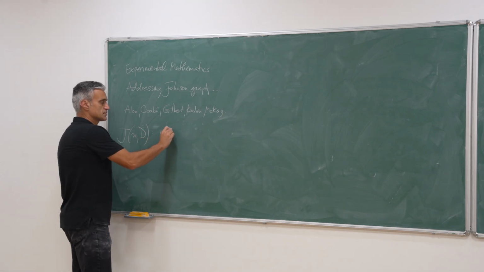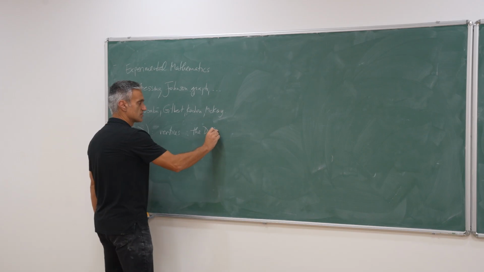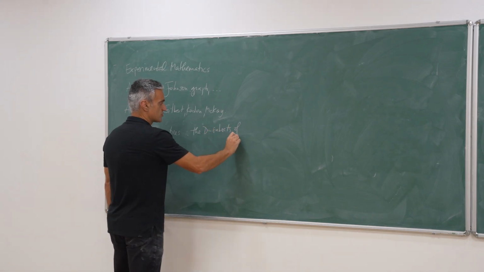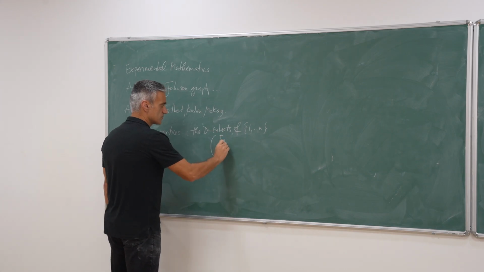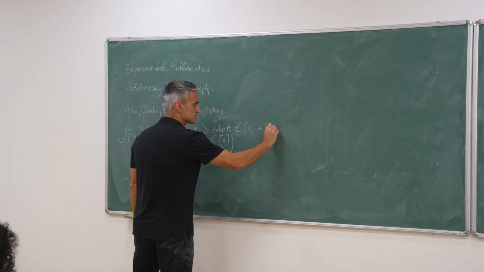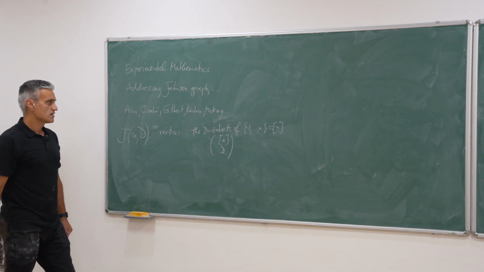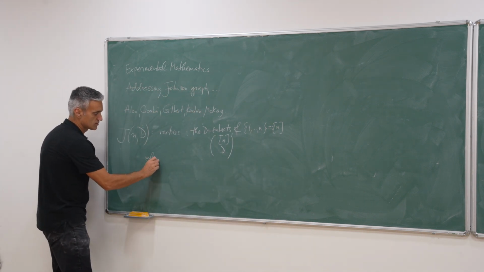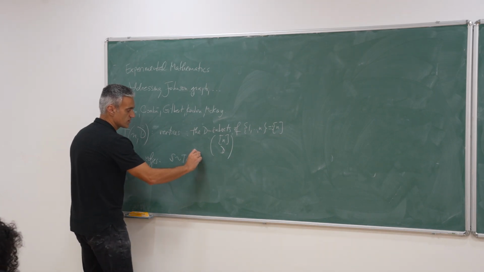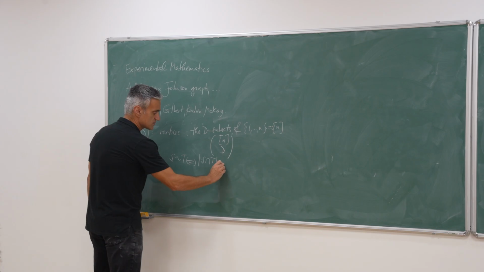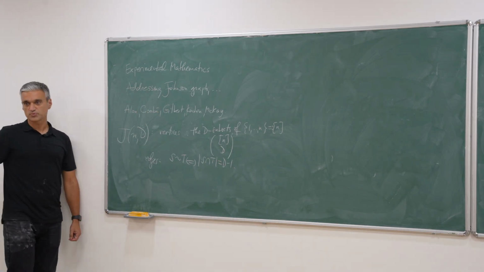The vertices are all the d-subsets of a set with n elements. So 1, 2, 3 up to n. We can write them like this, n, d. I write this as n between square brackets. This is the notation. And the edges: some set S is adjacent to some set T if and only if the intersection of S and T has size d minus 1. You just take one element out from one and put something else in.